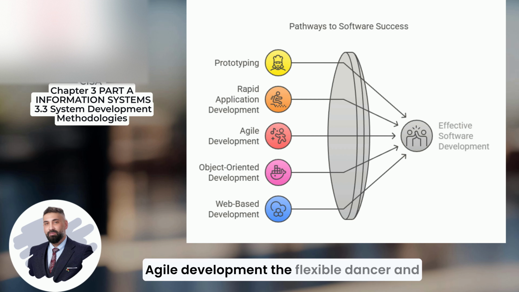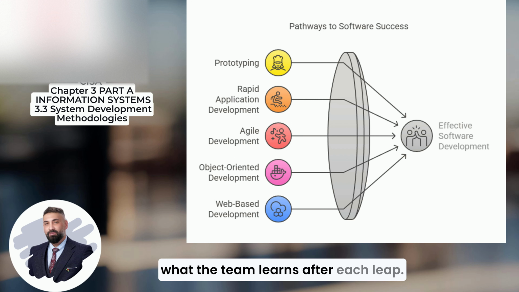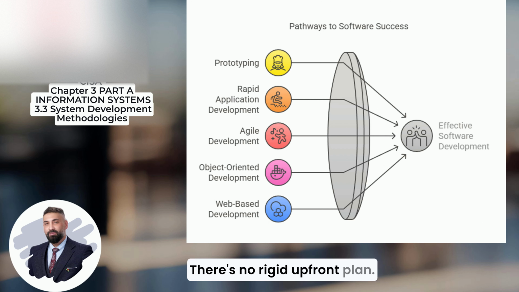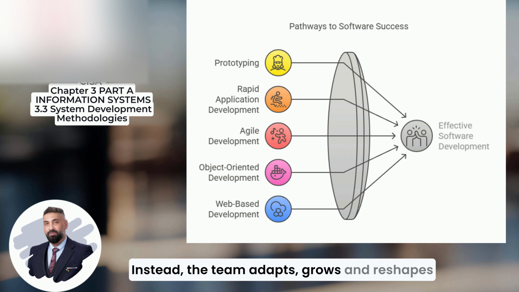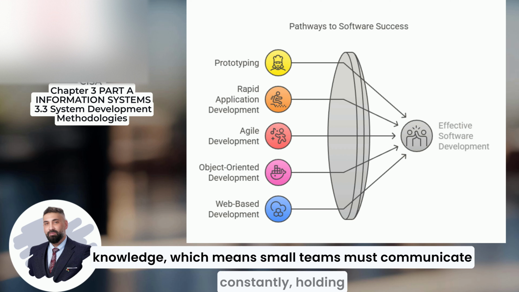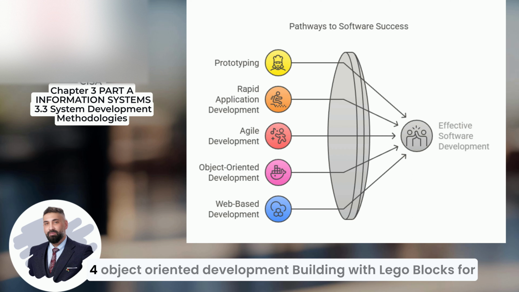3. Agile development, the flexible dancer. And then there's Agile, the improvisational dancer on the software stage. Agile moves in short, iterative sprints where priorities can change based on what the team learns after each leap. You can think of Agile as diving into the unknown. There's no rigid upfront plan. Instead, the team adapts, grows, and reshapes its choreography to match evolving goals. Unlike traditional SDLC, Agile doesn't obsess over perfect documentation. It places trust in people's tacit, in-the-moment knowledge, which means small teams must communicate constantly, holding daily check-ins to ensure everyone is in step.